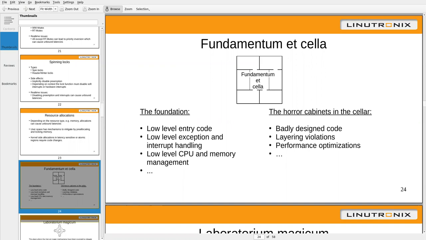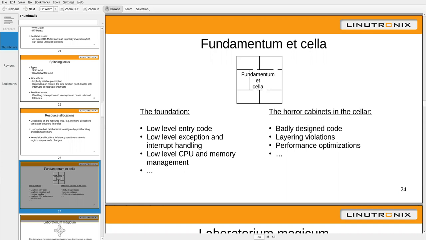What we have, the horror cabinets in the cellar. One is badly designed code, so we cleaned up quite some of that. We have something what happens over and over again, layering violations where people try to be smart because C does not prevent them to fiddle in a data structure which should be opaque to the user, and they do their own tricks in order to spare 3 CPU cycles.